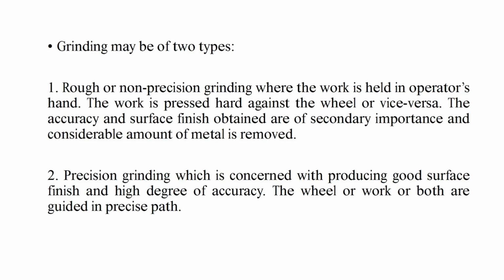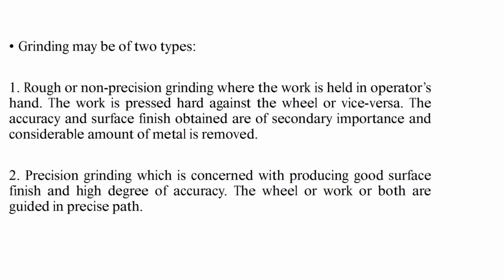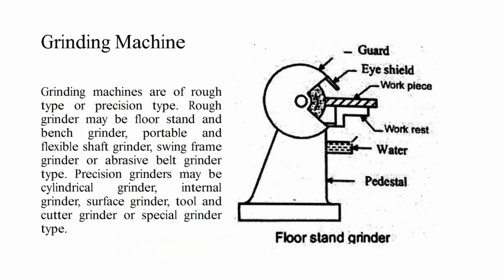Following this, let's look at the machines that perform these tasks. Grinding machines are of rough type or precision type. Rough grinder may be floor stand and bench grinder, portable and flexible shaft grinder, swing frame grinder, or abrasive belt grinder type. Precision grinders may be cylindrical grinder, internal grinder, surface grinder, tool and cutter grinder, or special grinder type.